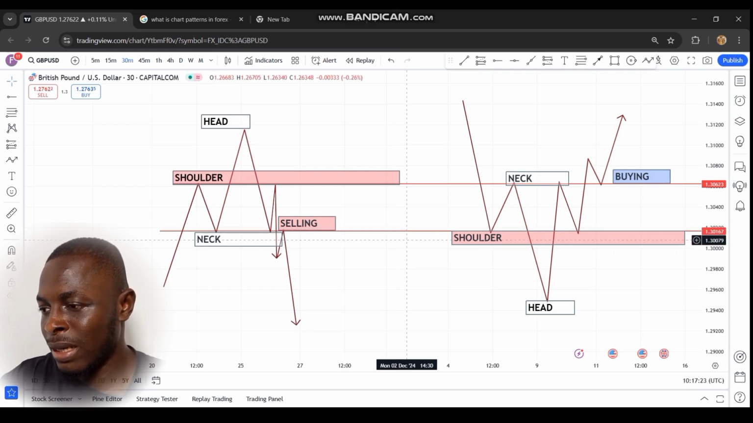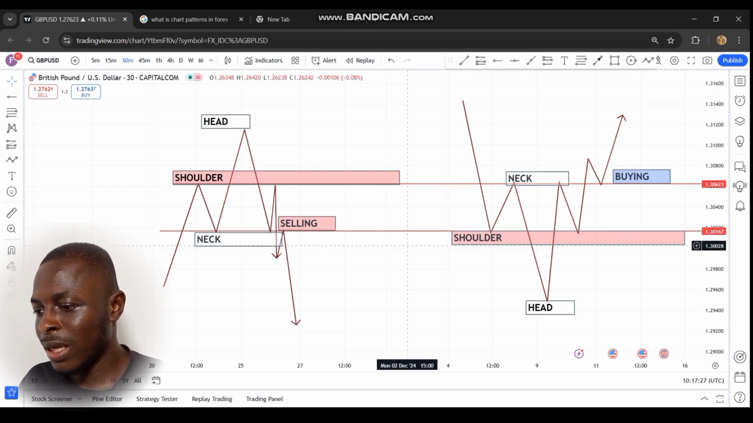Remember, this is our entry at the neckline. The next zone is our entry. Now I will show you guys what this looks like and how to take the trade of this in your chart.